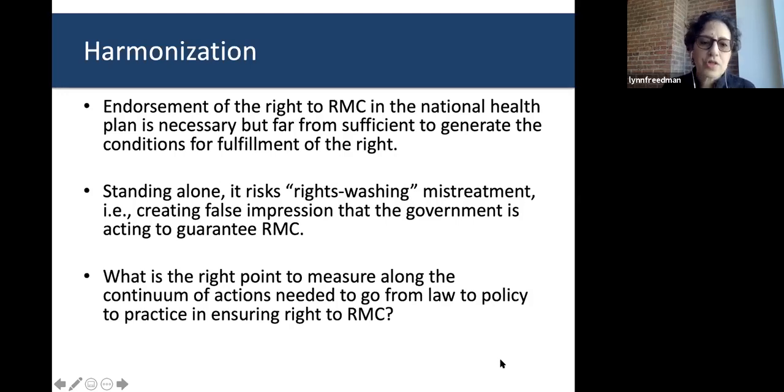So this raises the question, of course, of whether there is a point to measure along the continuum of actions that are needed to go from a formal law to a government policy to an actual practice and actions to ensure a right to RMC. Is there any single point along that line that is more sensitive to the government actions that we are trying to promote and monitor?